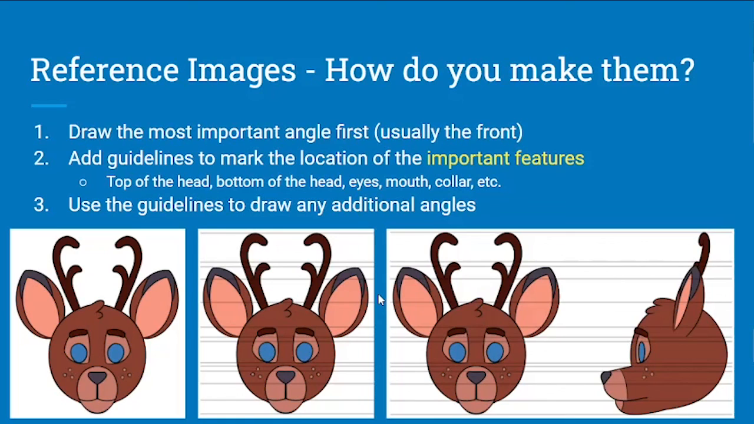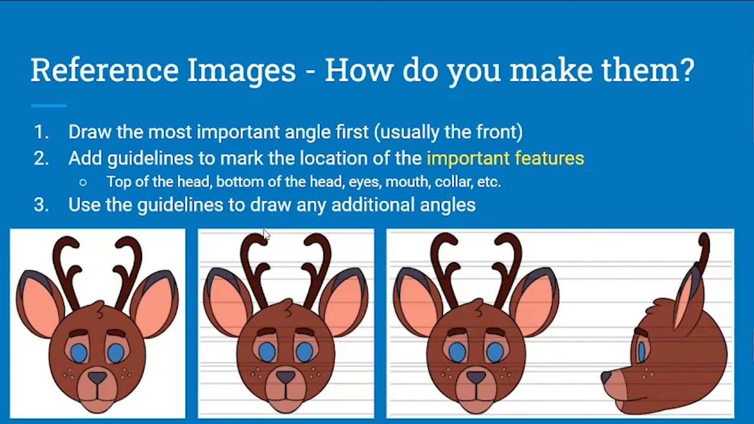How do you make reference images? What I've drawn down here is that lovely little deer design I had before. Usually what you're going to want to do first is draw the most important angle. In this case, the face, the front angle, is the most important. So this is what I drew first. Then you add guidelines over the top of that first image that mark all the locations of the important features.